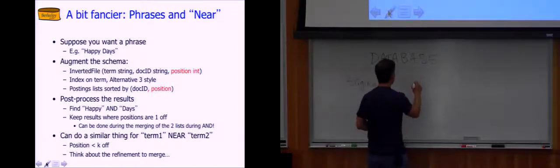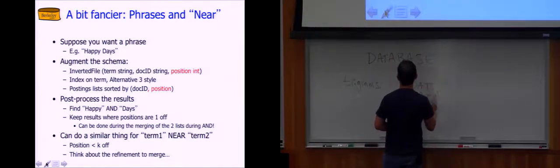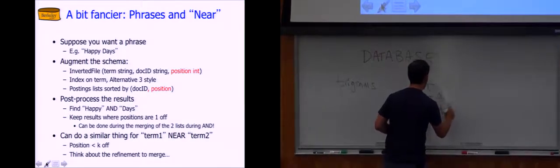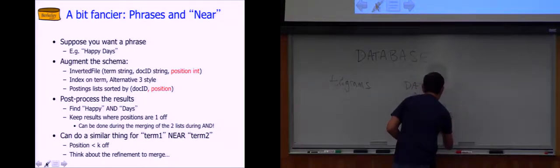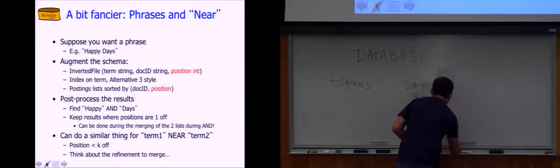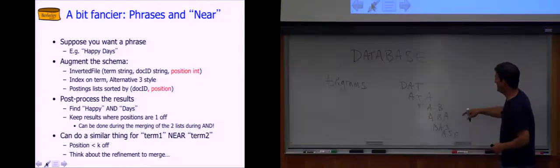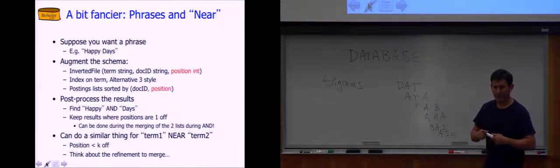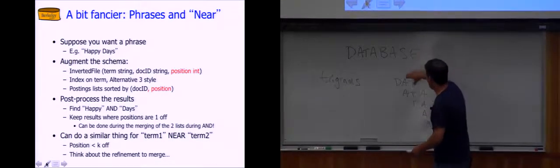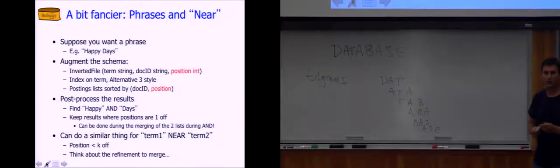What that means is we're going to store dat, and we're going to store ata, and we're going to store tab, and we're going to store aba, and bas, and ase. And for all of these trigrams, we're going to associate them with this document. Okay? So now I've got a document that's not a bag of words, it's a bag of trigrams. Why would I do that? Anybody know what trigrams are good for?